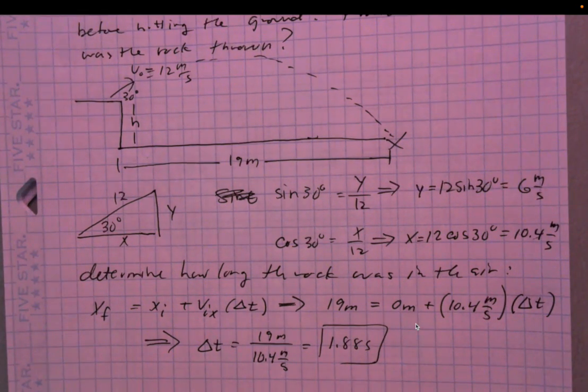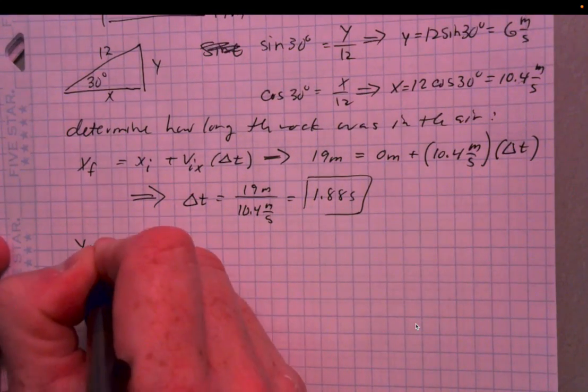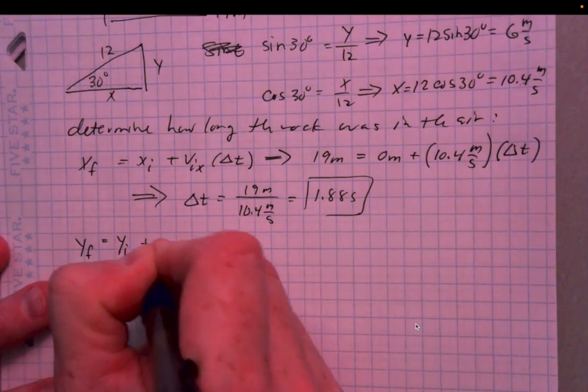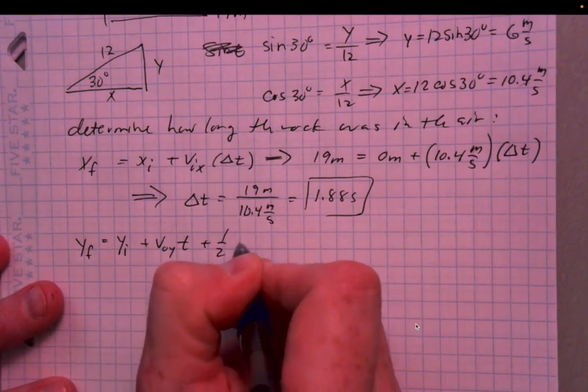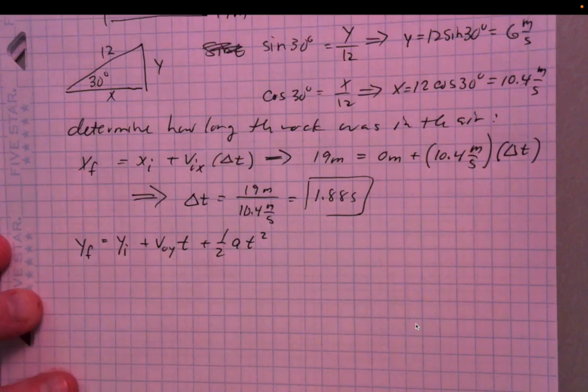Okay, so the rock gets flung off of this cliff and it's in the air for 1.88 seconds. Now, given the fact that we know how long it was in the air, we can now figure out how high the cliff must be, right? So we can use the y position function to identify the initial height, right? So what we're going to do is use this: y final equals y initial plus the initial velocity in the y direction times t plus 1/2 a t squared.